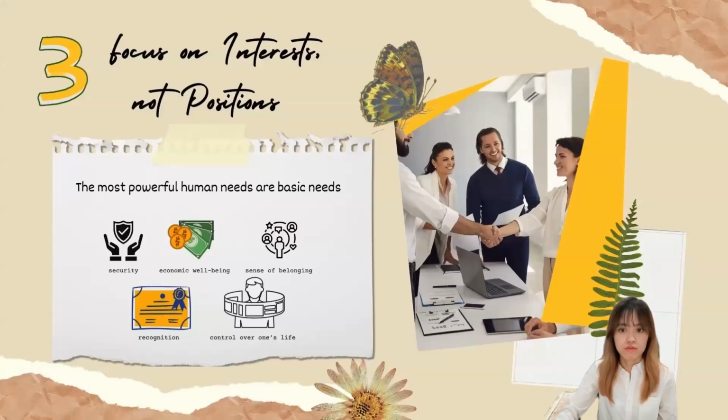So, the most powerful interests are basic human needs. Basic human needs include security, economic well-being, a sense of belonging, recognition, and control over one's life. As fundamental as they are, basic human needs are easy to overlook.